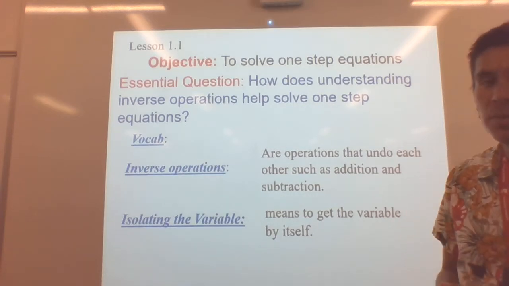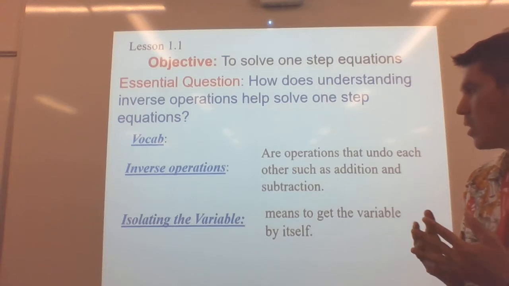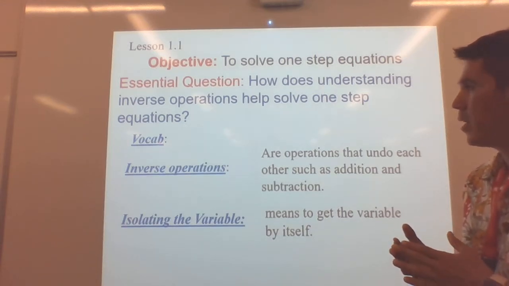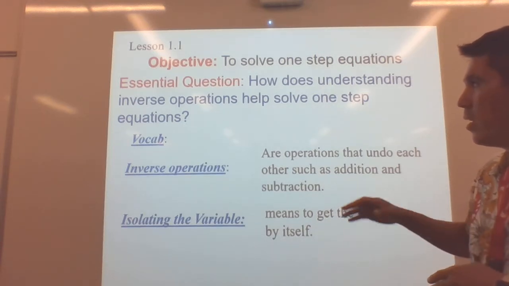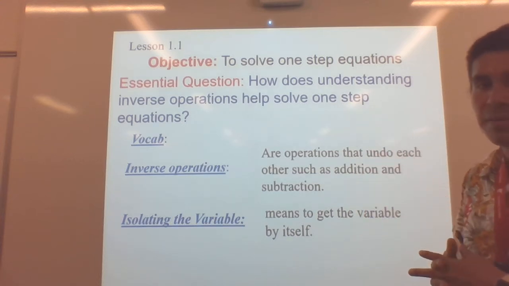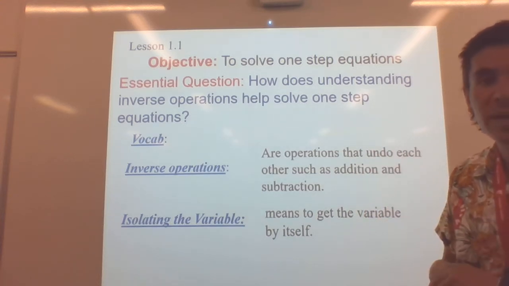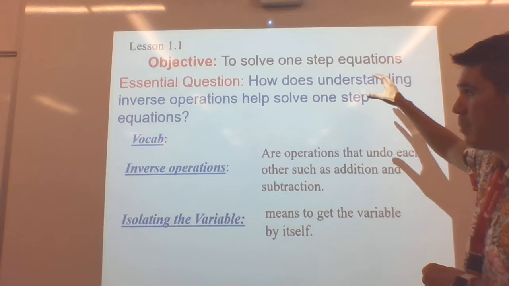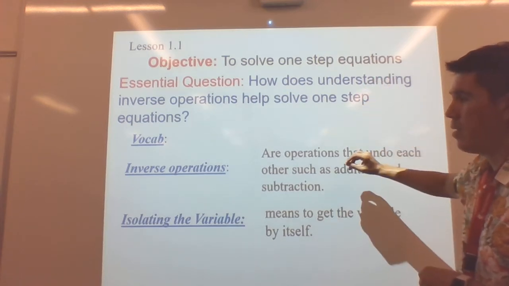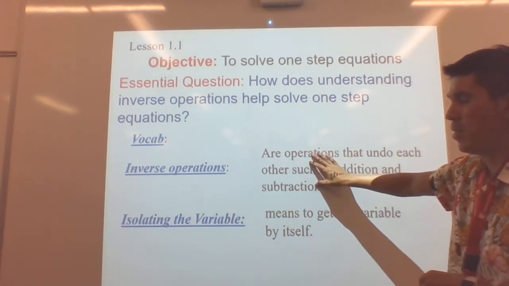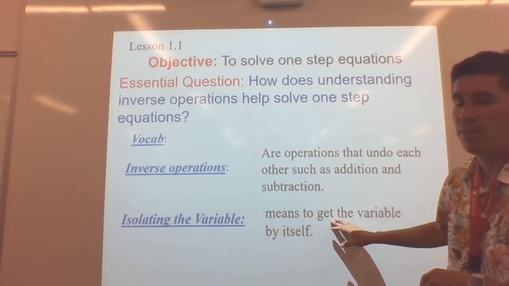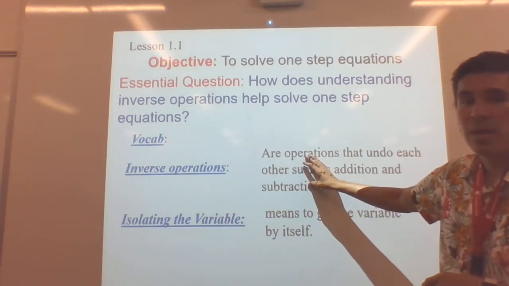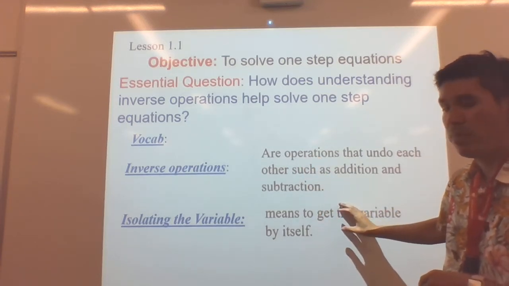As I go through this, make sure that you can pause it so you can go ahead and put this in your notes. Make sure it's Cornell note style. So you have the topic, you have the essential question, you have the vocab written down: inverse operations, and then isolating the variable. We'll talk about inverse operations, and we'll be talking about isolating the variable.